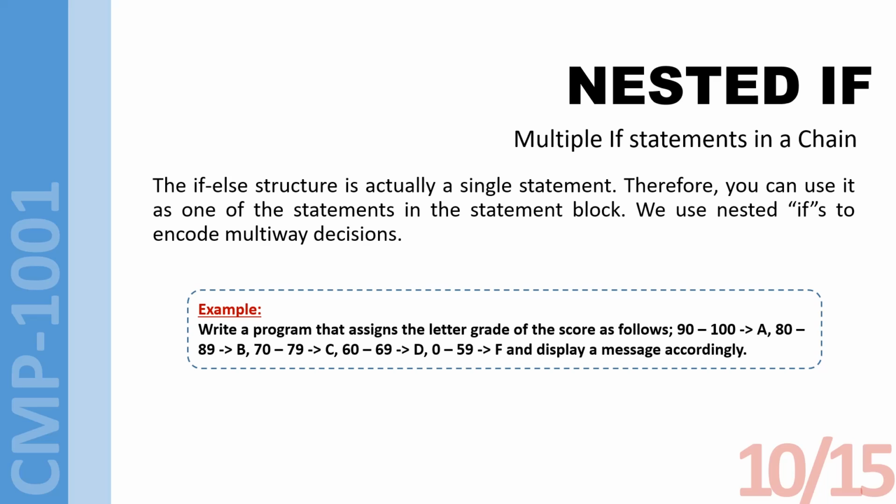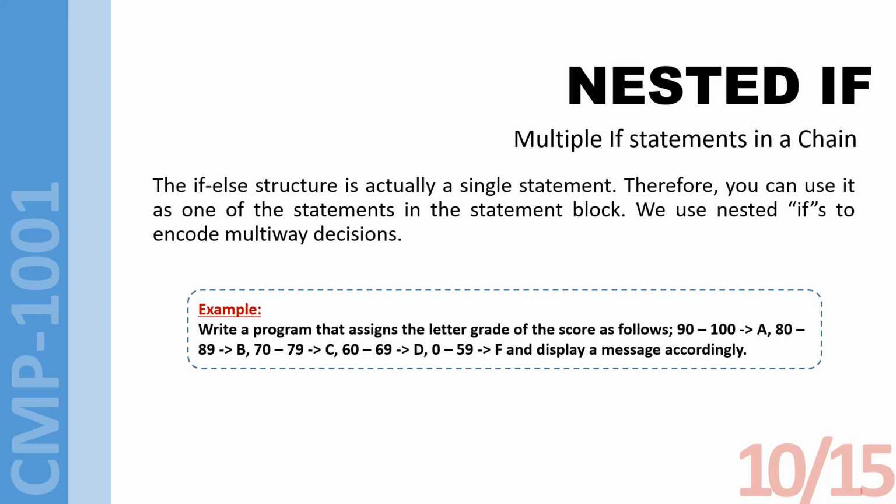When dealing with multiple if-else structures within the same program, within the same context, there's an alternative method of using these kind of multiple if statements and chaining them. That is called a nested if structure. This is best suited when you are dealing with a multi-way decision scenario, such as the one you can see in this example here. So let's try to extend the program that we have written in the previous slides.